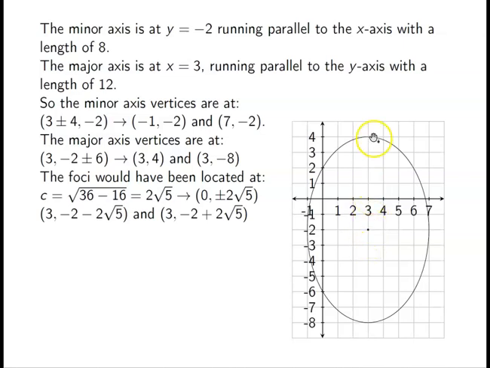So looking at everything, (3, -2) is where my new center is. The top of the major axis is at (3, 4). (3, -8) is the bottom of the major axis. I am at (7, -2) for the end of the minor axis, and at (-1, -2) for the other. And then for the foci, I'm at x equals 3, and I start at y equals -2, and from the center I move up 2√5 to find one, and I move down 2√5 for the other. So I had to apply the shift to all of the points. That's how we shift the conic.